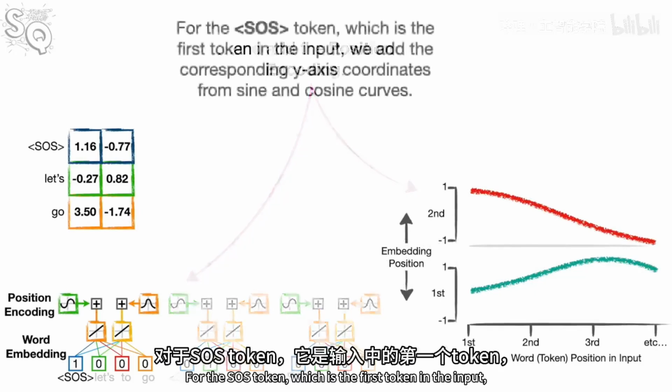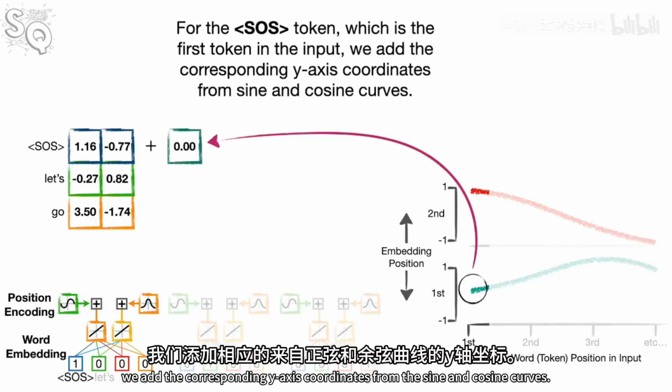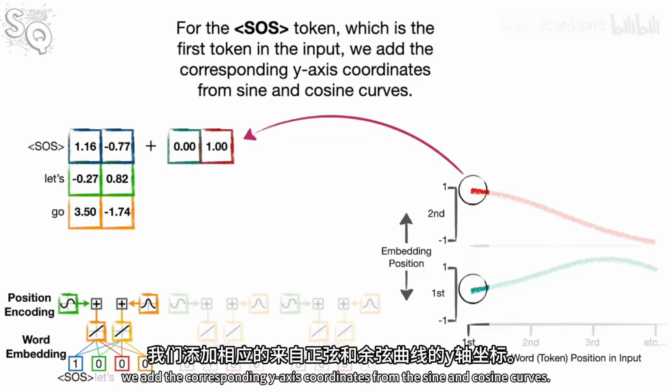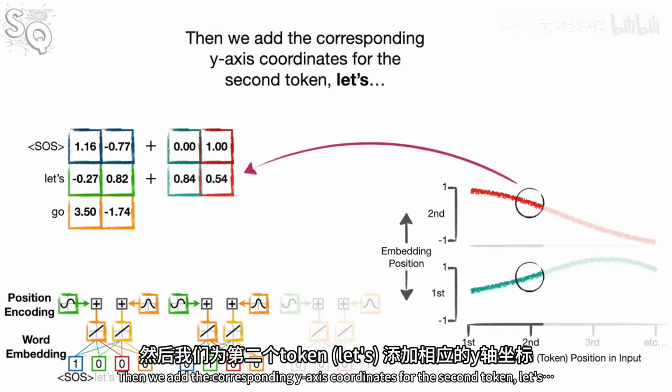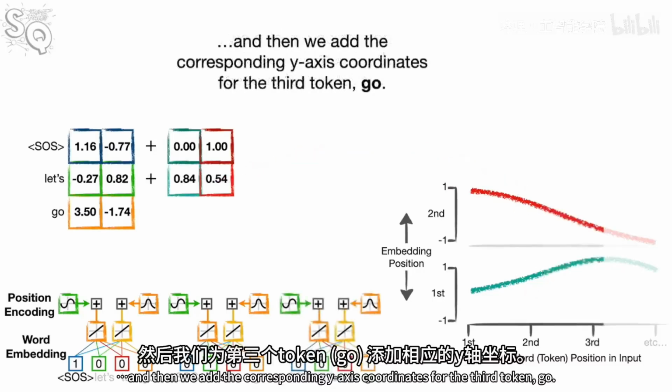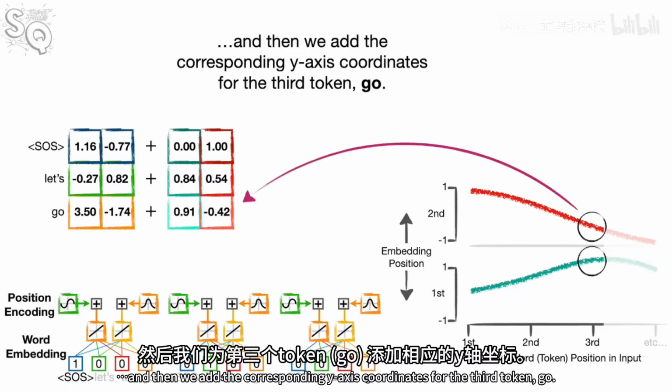Now let's move the word embeddings for SOS, let's, and go over to the left and add the position encoding. For the SOS token, which is the first token in the input, we add the corresponding y-axis coordinates from the sine and cosine curves. Then we add the corresponding y-axis coordinates for the second token, let's, and then we add the corresponding y-axis coordinates for the third token, go.